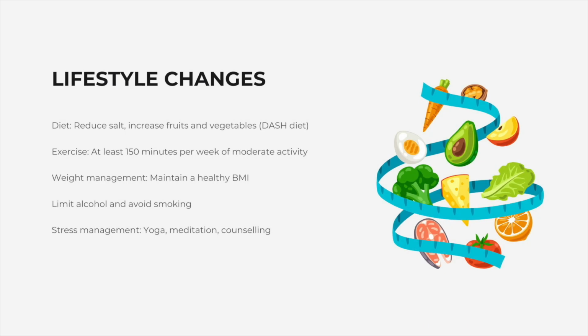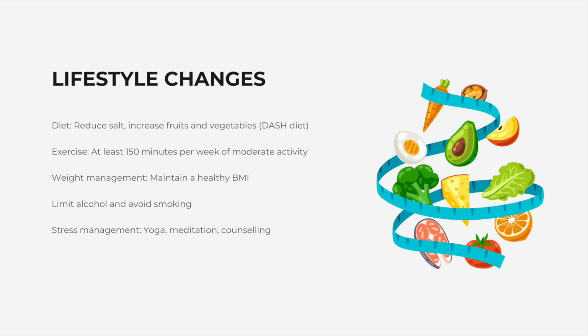What lifestyle changes can we implement to reduce our risk for hypertension? So again, similar to the risk factors, we kind of want to do the opposite. So for diet, we want to reduce our salt intake and increase our intake of fruits and vegetables. We want to exercise, and ideally what this means is at least 150 minutes per week of moderate physical activity. If you are able to do more, that's even better.